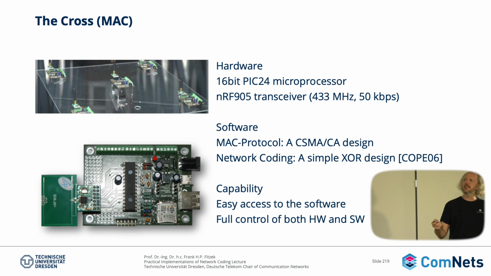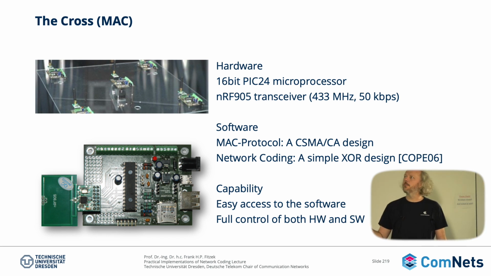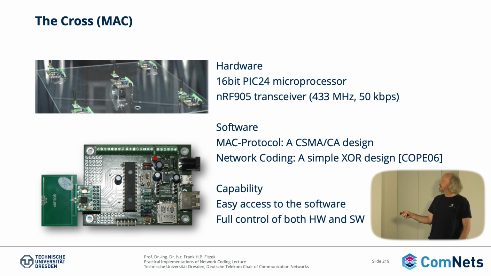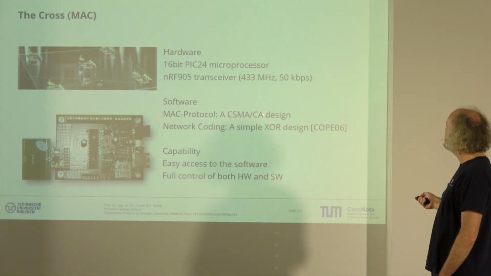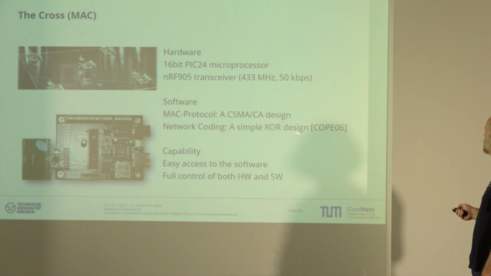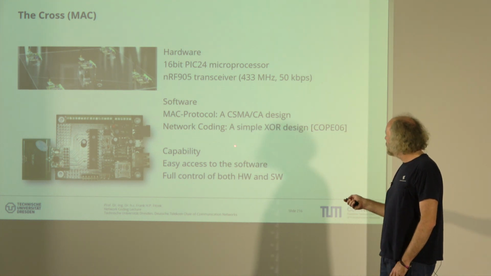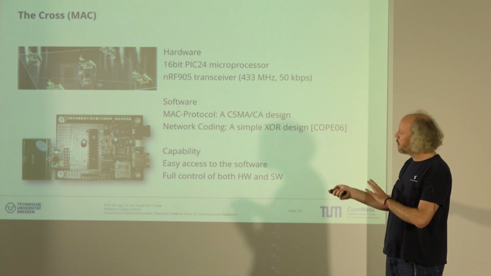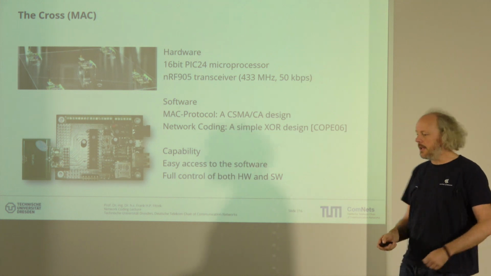we have here a hardware with a 16-bit PIC24 microprocessor with an NRF905 transmitter, 433 megahertz with 50 kilobit per second, very low data rate, but it doesn't matter. We just want to understand the access to the wireless channel. We had our own MAC protocol. It's a CSMA-CA design like Wi-Fi. And now we had our own network coding, a simple XOR design, which was close to what MIT did with XOR in the air. And then our capability here was easy access to the software and full control from hardware and software design. I think that is quite interesting.